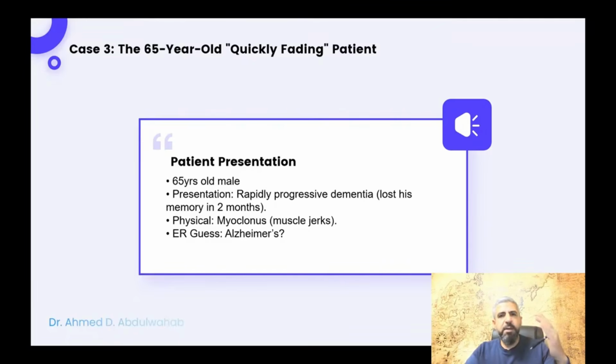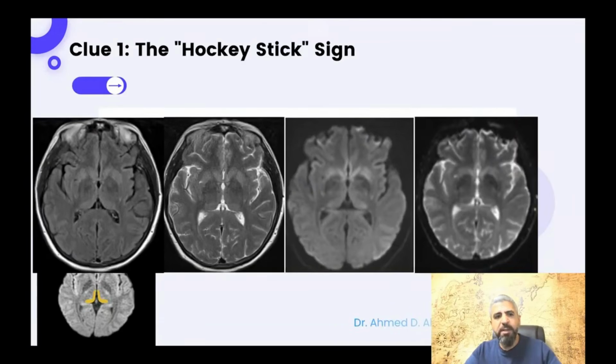So, as we said, we need first to start with T2, FLAIR, and diffusion. And on the T2 and the FLAIR, we have what's called the hockey stick sign. If you look here, this thalamus has something just like this, okay? I drew it for you here. It's like the stick of a hockey, okay? The medial aspect, this hockey stick sign, it's classical, it's scary, and it's almost always fatal.